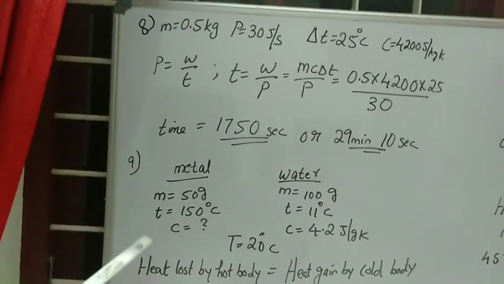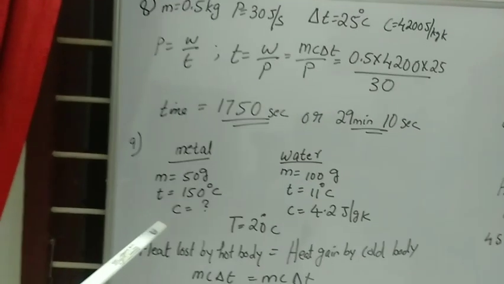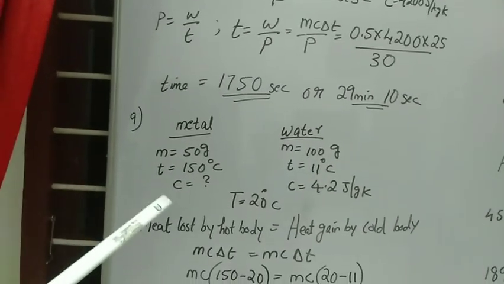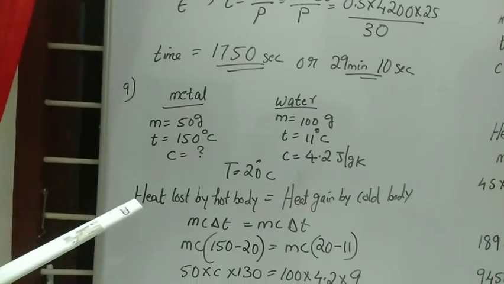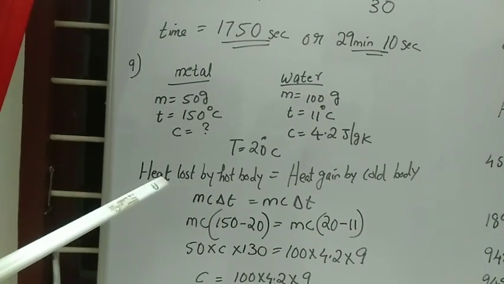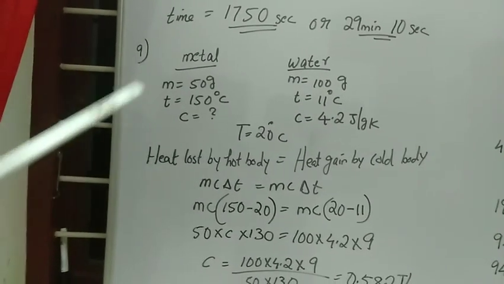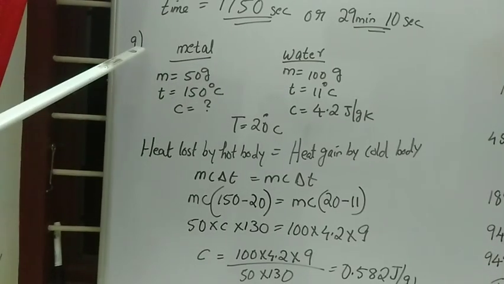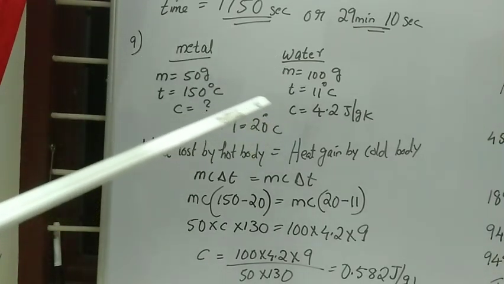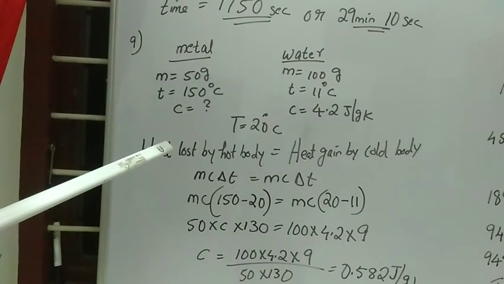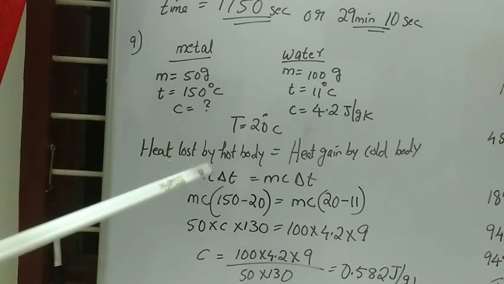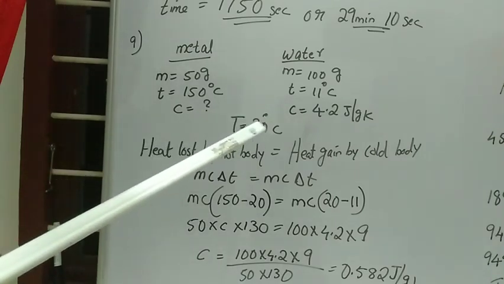Up to question number 8, the second section is over. Now we are going to do the last section, under the principle of calorimetry. Heat lost by the hot body is equal to heat gained by the cold body. So here we are taking two different objects, metal and water. We are going to join these two together, and one object is going to lose energy, one body is going to gain the energy.